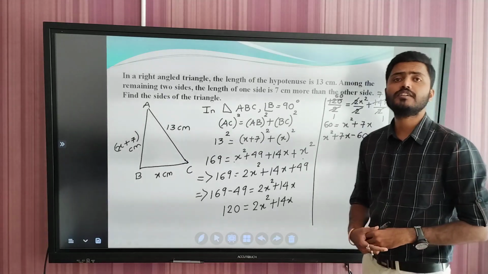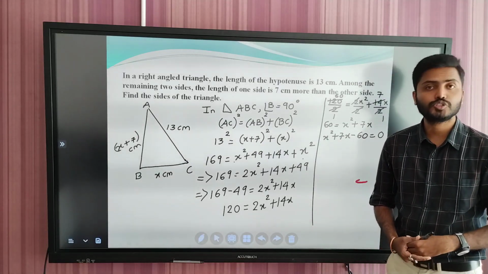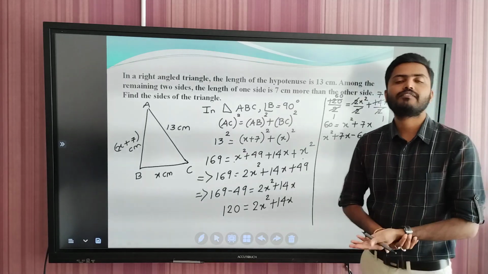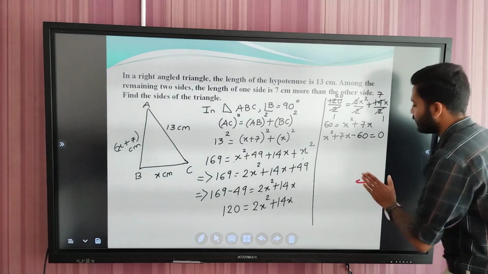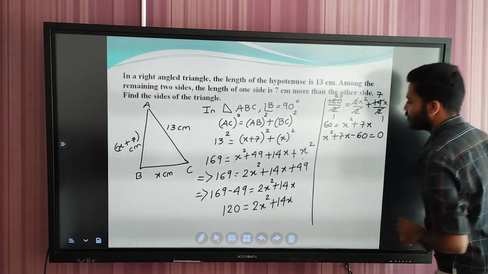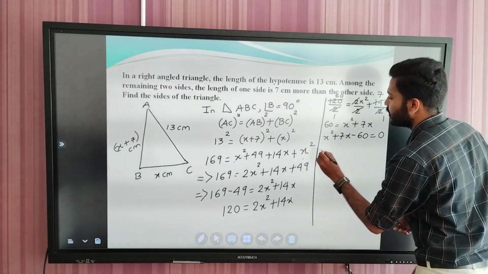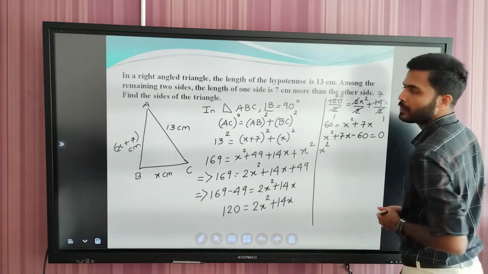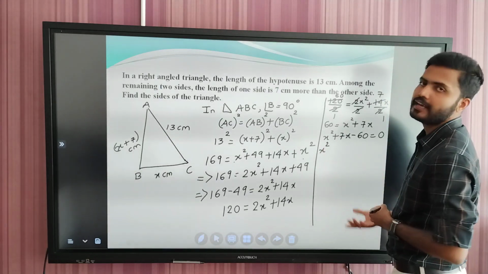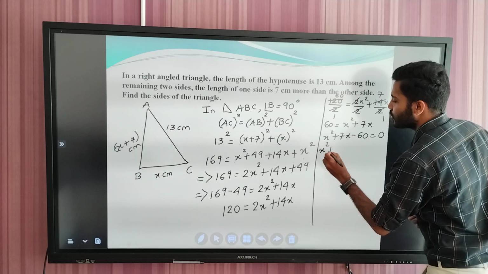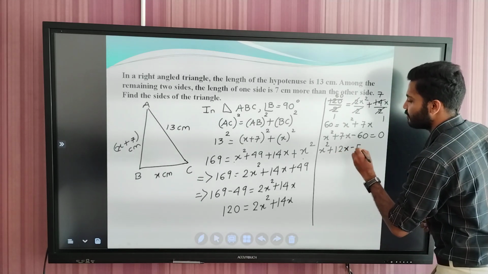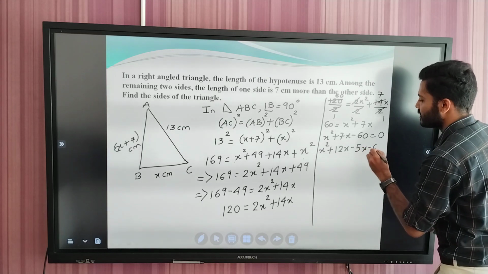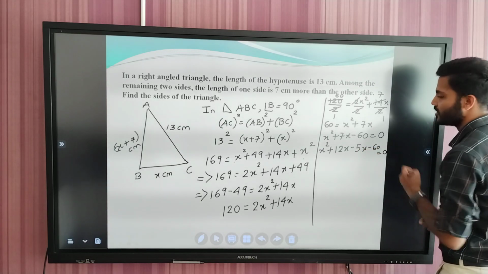So find the two numbers such that when you multiply them, you should get the answer as 60, and when you add or subtract, you should get the value as plus 7x. Okay? So let us try this out, my dear students. So which are those two numbers? Yes, they are 12 and 5. Correct? So x square plus 12x minus 5x minus 60 is equal to 0.